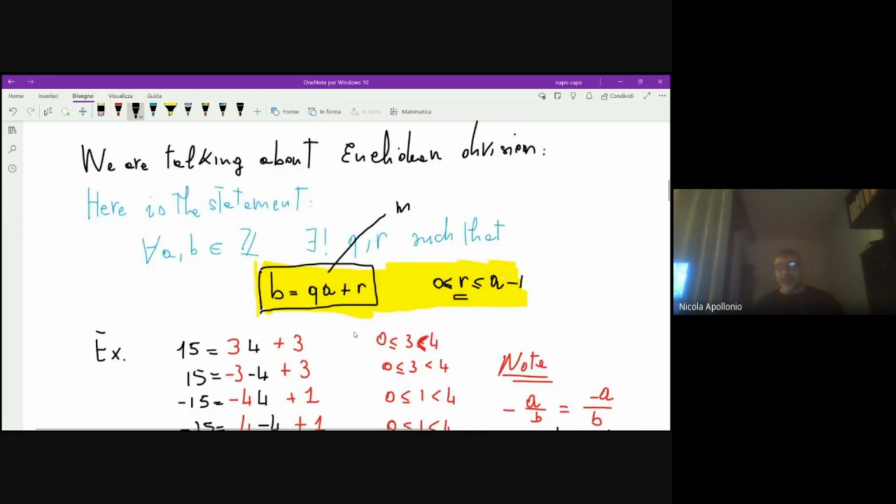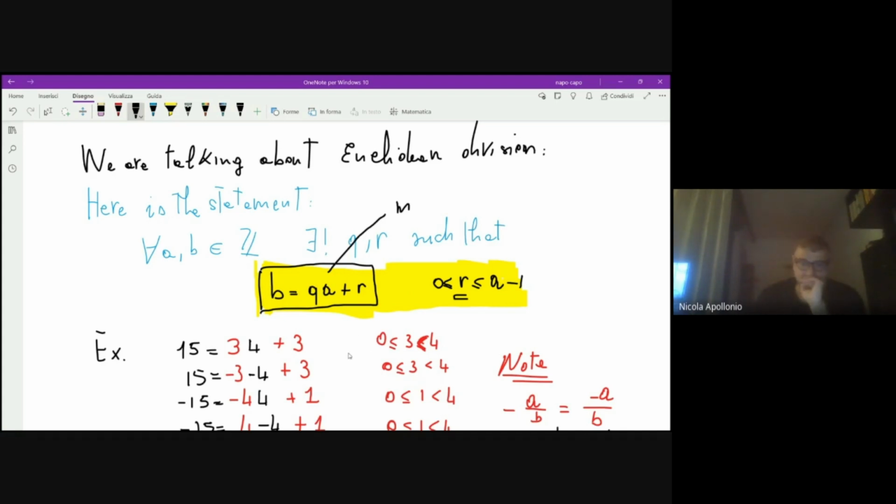Now, despite its simplicity, this is a very deep fact in arithmetic, and it follows from Peano axioms, because the uniqueness of Q and R is a consequence of the well-ordering principle. I mentioned it last time. It is equivalent to mathematical induction, but thanks to that principle, we can state the Euclidean division.